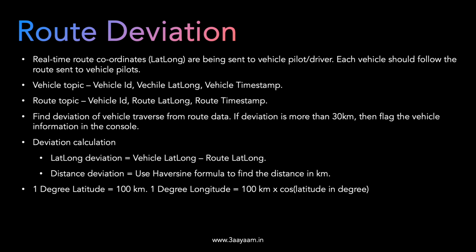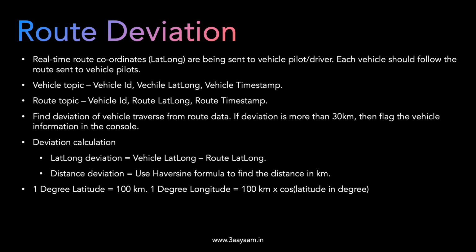But if you want to do the calculation based on more real life data, instead of considering 100 kilometer for 1 degree latitude, you can consider it as 10 kilometer. And same would be for longitude also. You can consider 10 kilometer for 1 degree longitude. In that case, if the deviation becomes more than 3 kilometer, then you flag the vehicle information in the console.